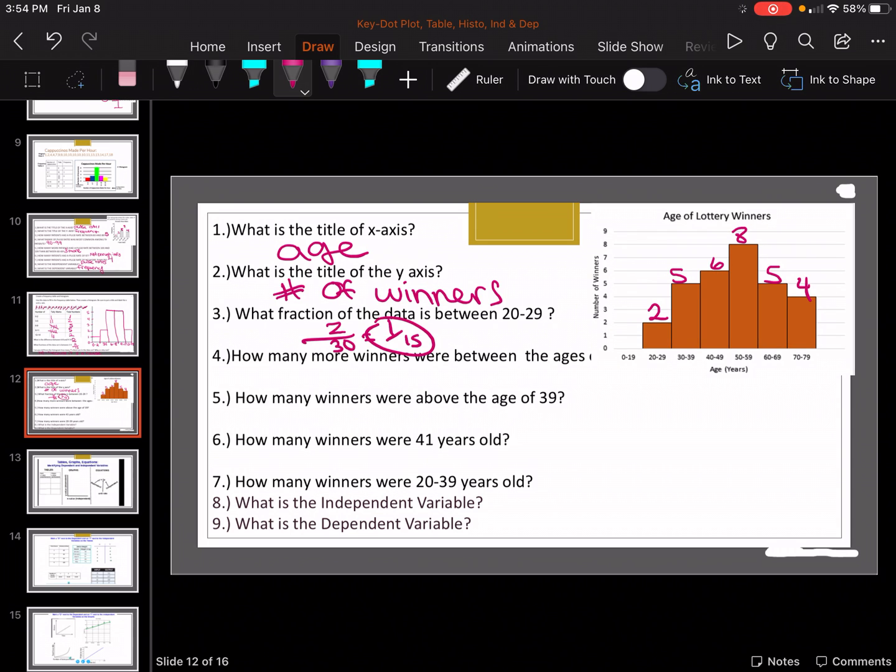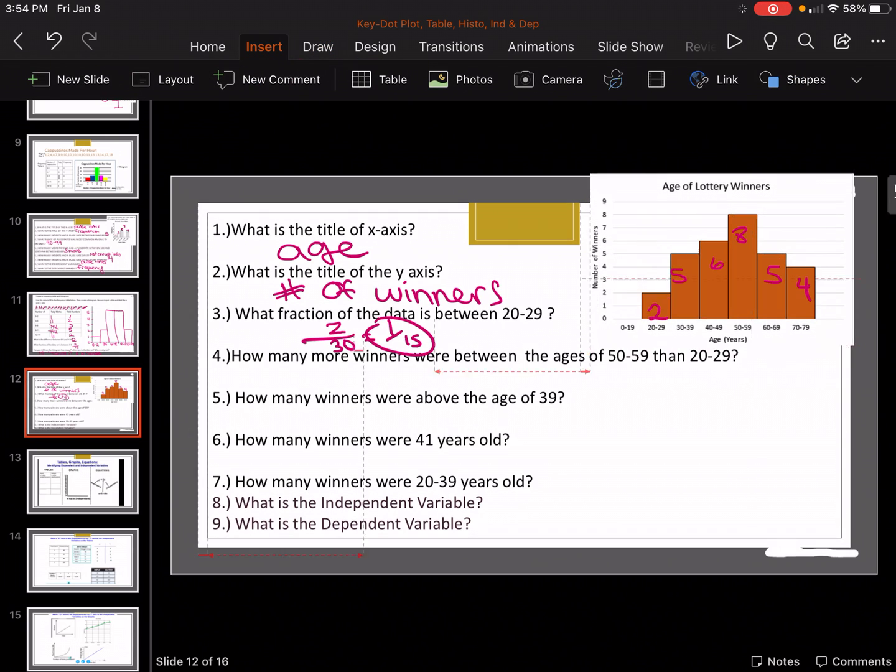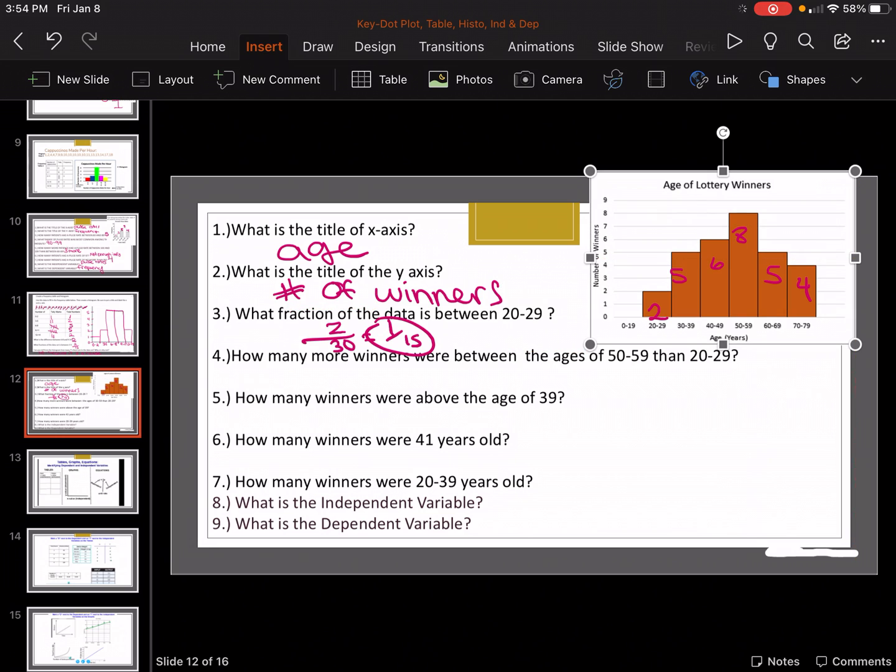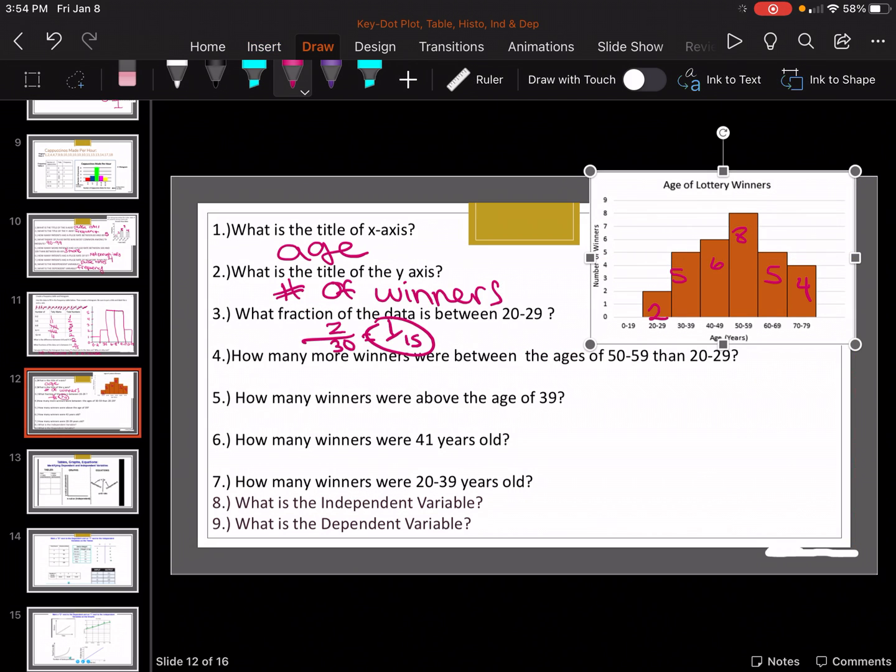How many more winners? Oops, that got covered up. Let's see if we can move it. Yep. So how many more winners were between 50 to 59 than 20 to 29? So 50 to 59 was 8. 20 to 29 was 2, so the difference is 6.